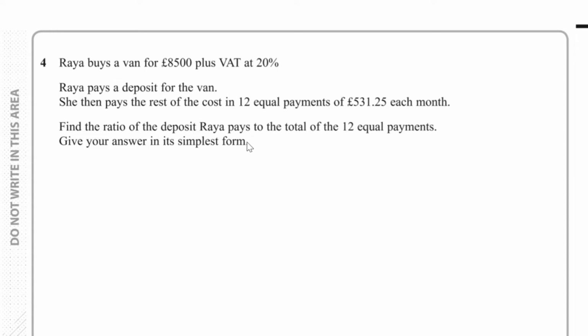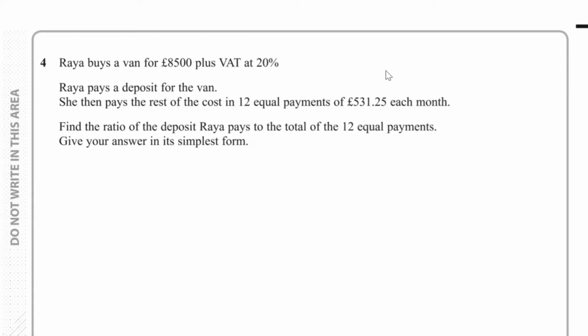Question number 4. Rhea buys a van for £8,500 plus VAT at 20%. Rhea pays a deposit for the van. She then pays the rest of the cost in 12 equal payments of £531.25 each month. We have to find the ratio of the deposit Rhea pays to the total of the 12 equal payments. Give your answer in its simplest form.